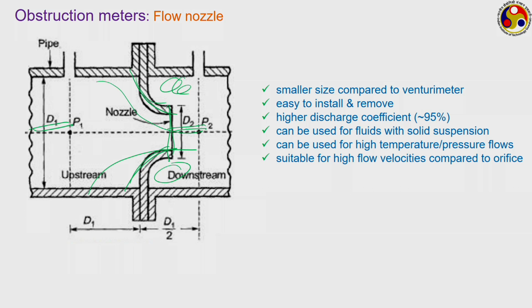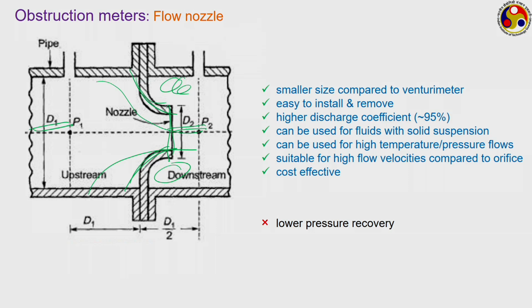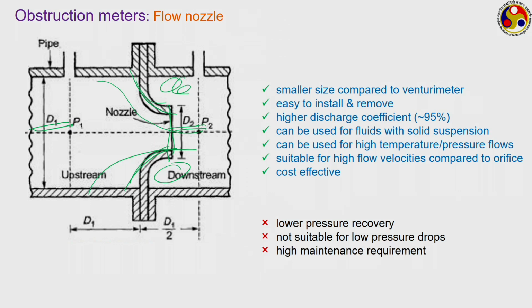High flow velocities compared to the orifice we can go for. It is also cost effective, but the problem is the pressure recovery is a bit lower. We shall be seeing this one again shortly. It is not suitable for low pressure drops, because we need to have a significant pressure drop across the nozzle to get a suitable measurement. The maintenance requirement is quite high, and there is a larger area requirement compared to the orifice.